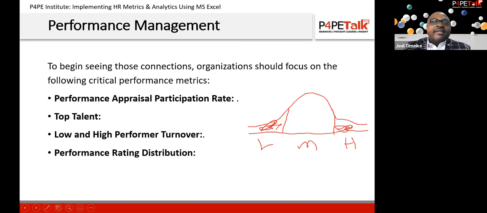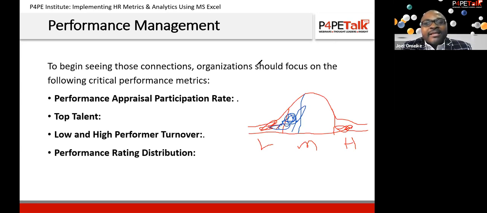Then performance rating distribution, which is exactly the diagram I have here. How many persons are on the lower end here and how many persons are at the high end here? For some organizations, again, let's go back to our drawing, they are low performers. Low performers are so many. All these people here are low performers. So it is wider, it is higher.